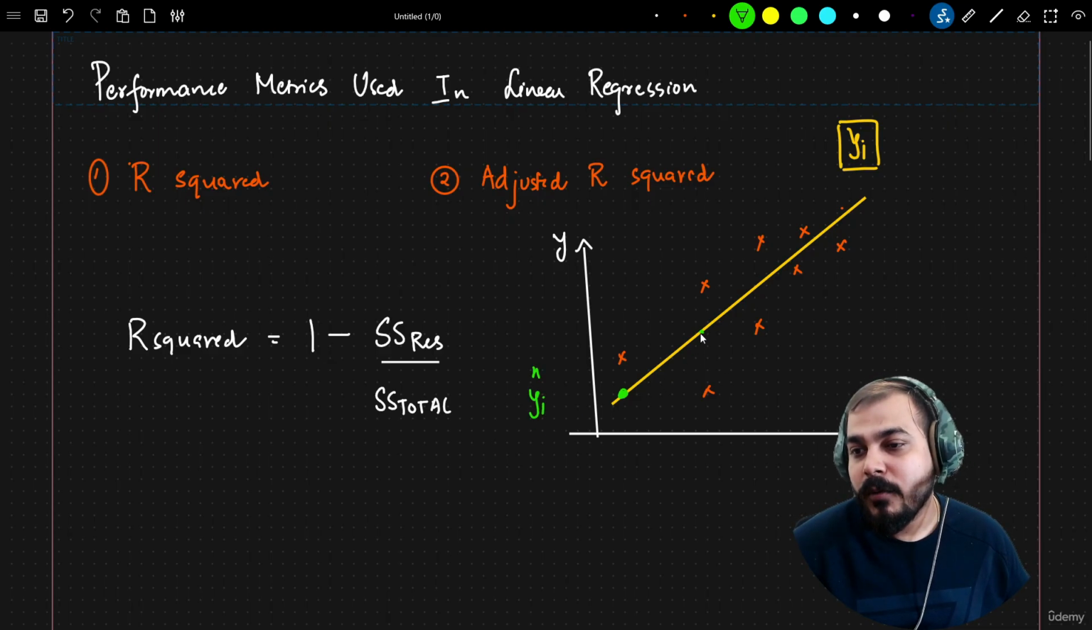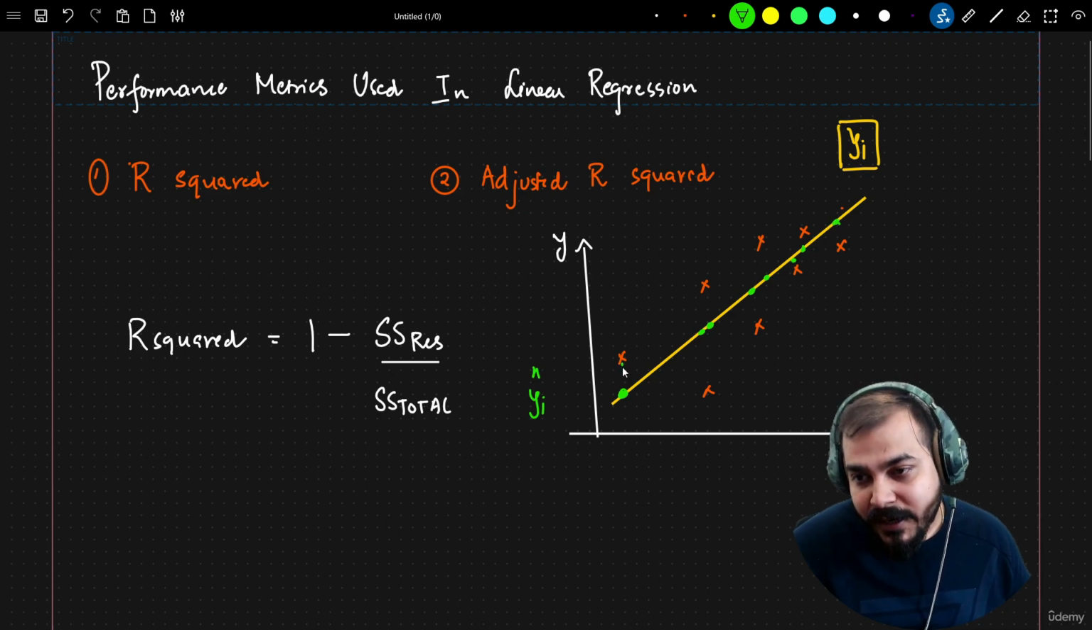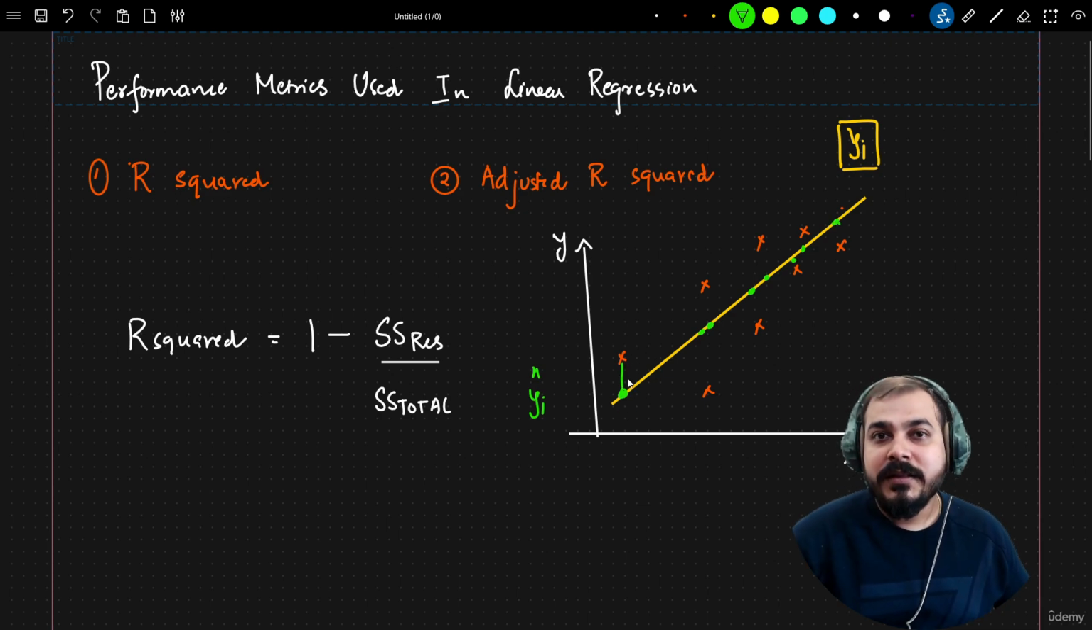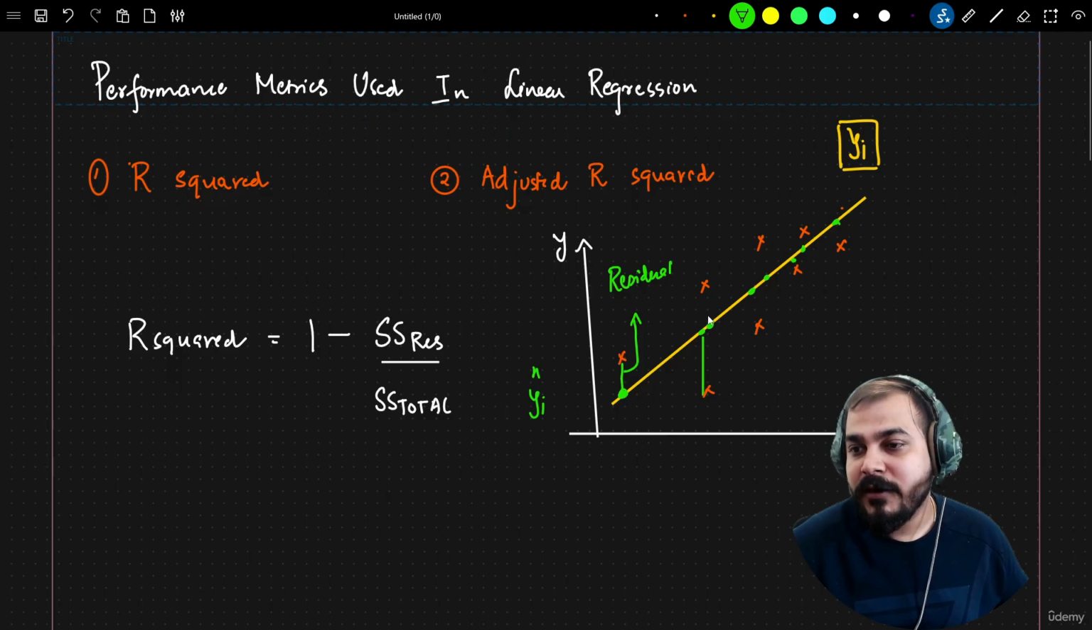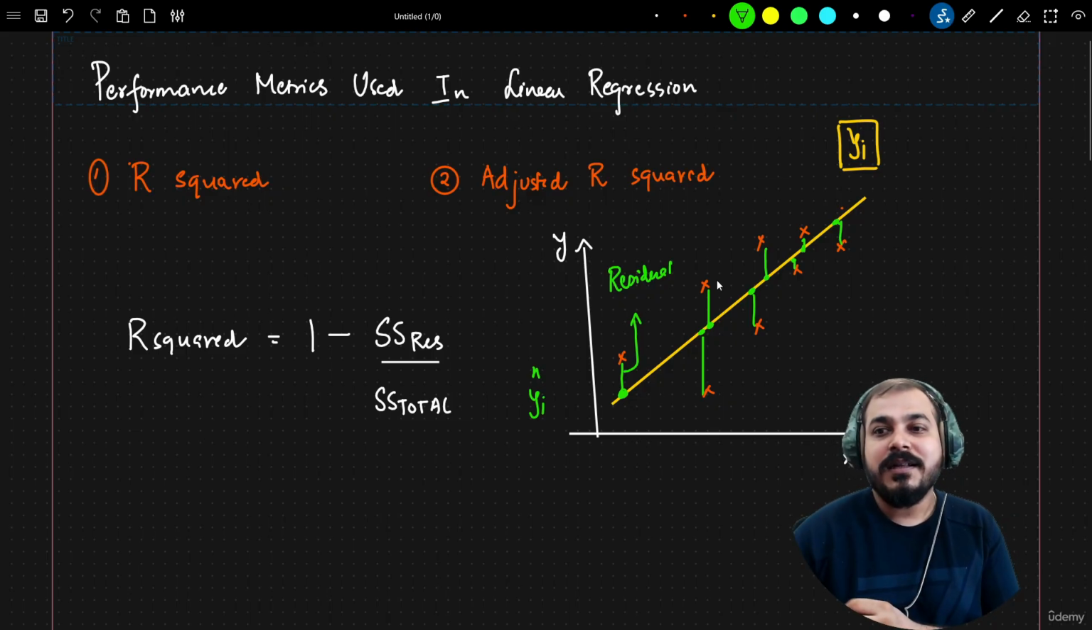So this is my predicted point, this is my predicted point, and so on. I'm just drawing all my predicted points. Now, whenever I find the difference between them, this is basically my residual, or error. So if I find this distance, this distance, and this distance, and so on, these are the residuals.